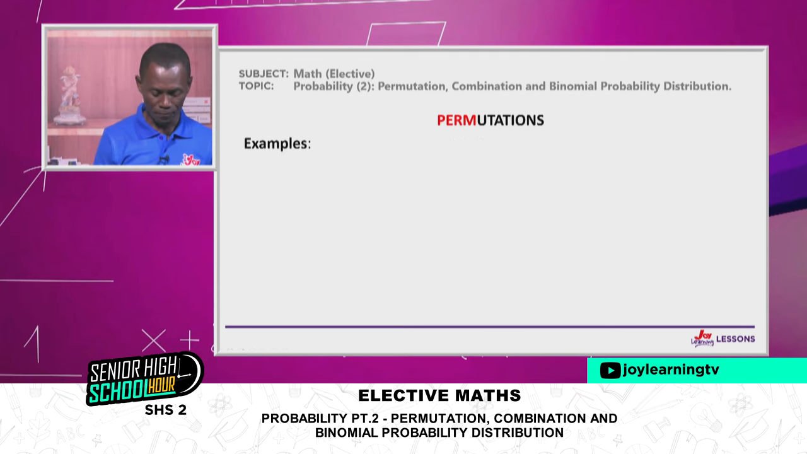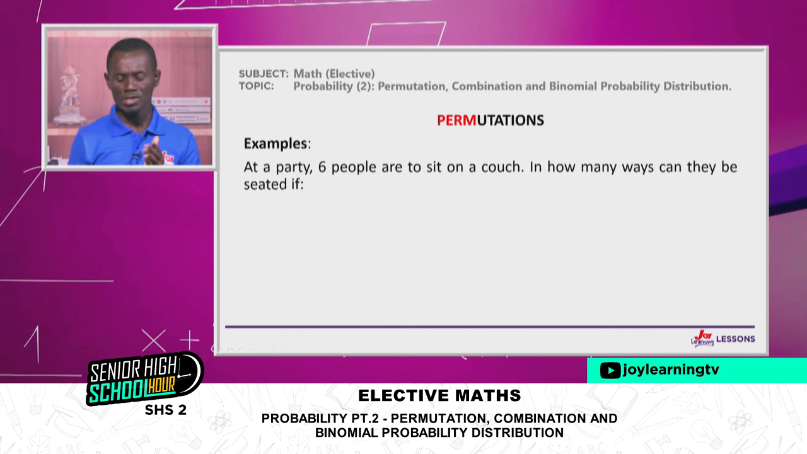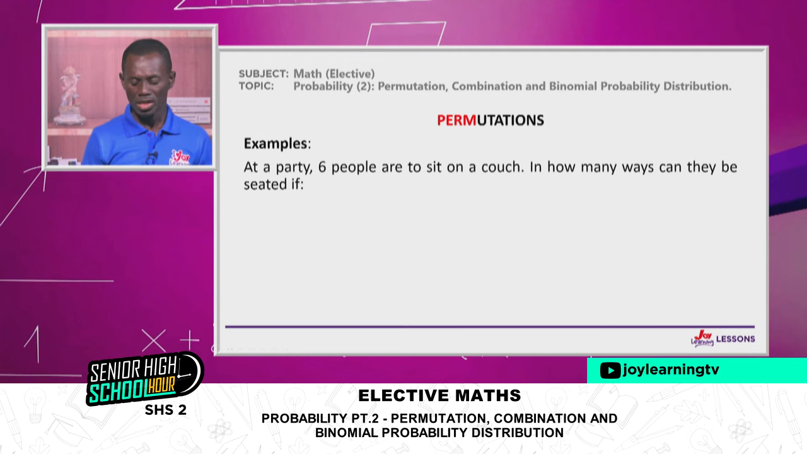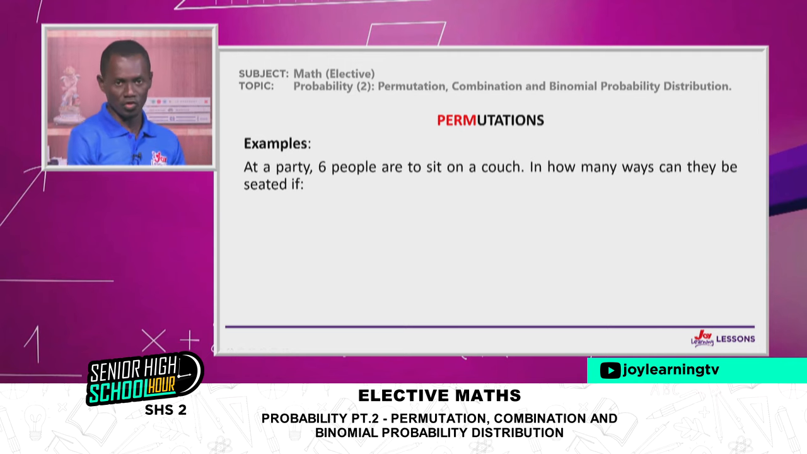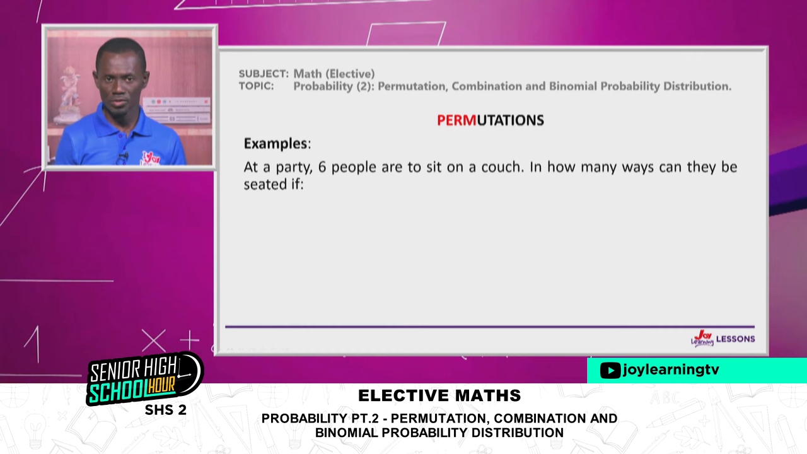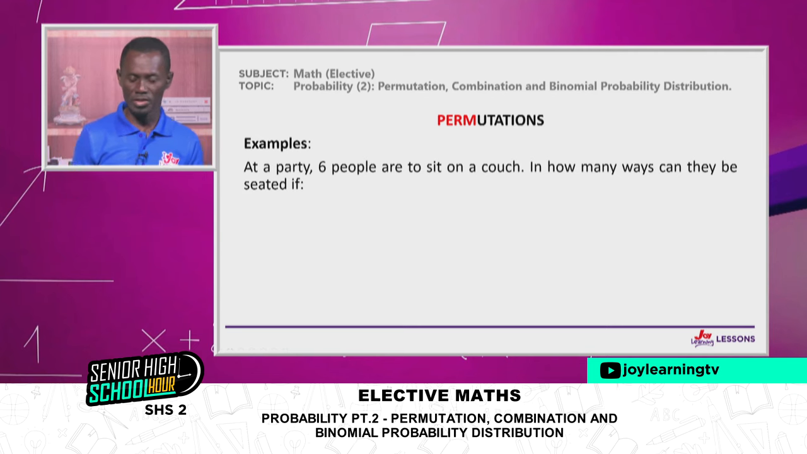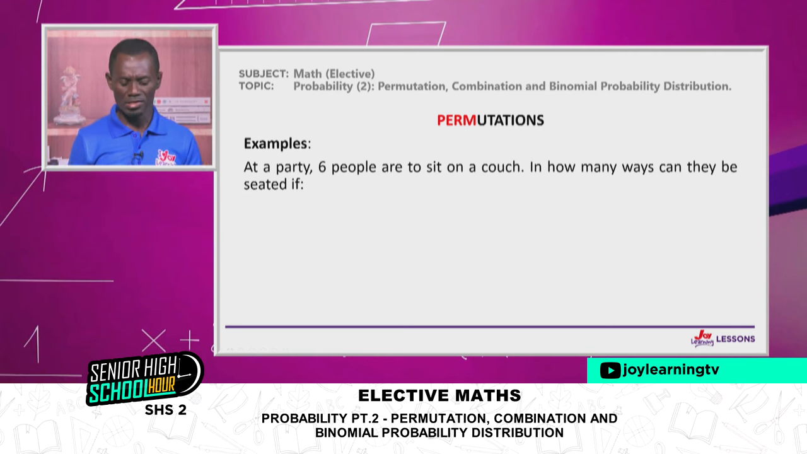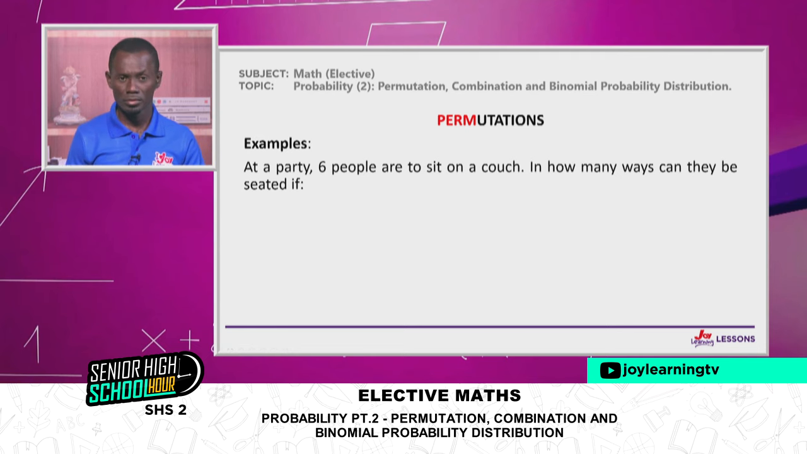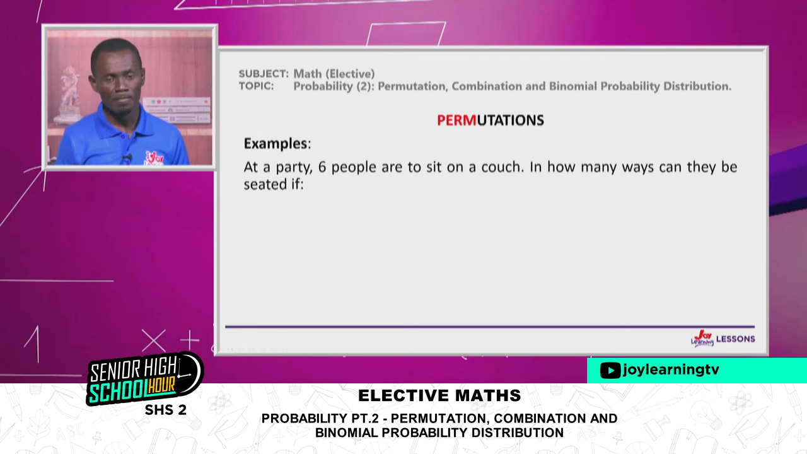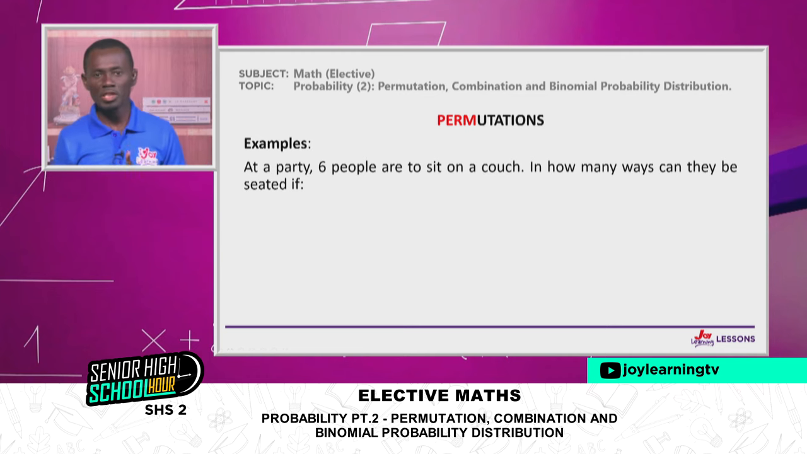So, for example, at a party, 6 people are to sit on a couch. In how many ways can they be seated if...? So you see, the constraint is about to be introduced, and there are a number of possible constraints here. The key thing is that there is a party and there are 6 people at the party, maybe more. But these 6 people sit on a couch. We don't know the nature of the couch.